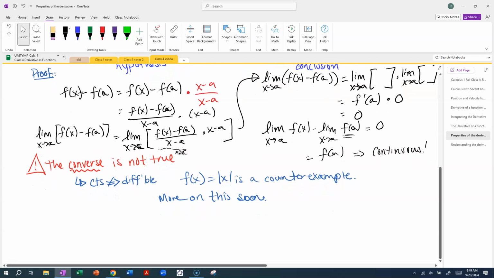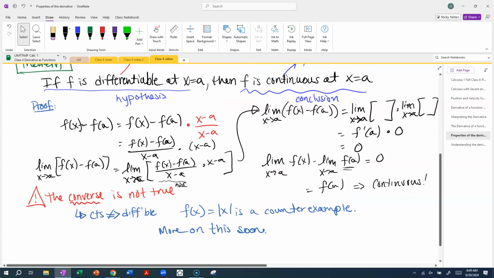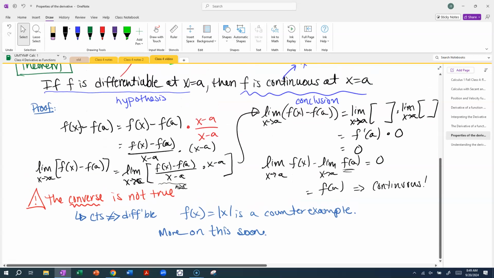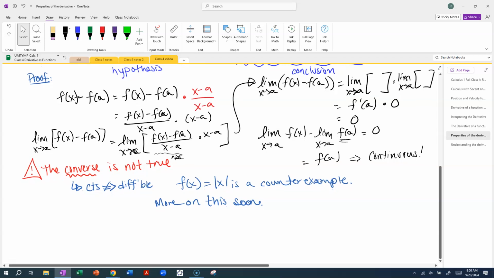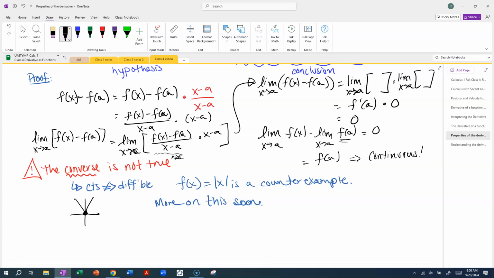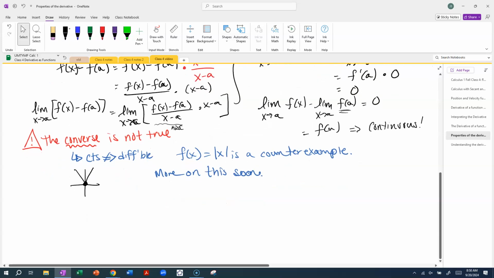It's kind of fun. Now I want to be very, very clear. The reason I mentioned that you need this sort of hypothesis and conclusion order is because the converse is not true. Absolute value of x is a counterexample. If we think about the absolute value graph, it is continuous. We can draw it like this, but particularly when we look at the V part of the absolute value graph, that's not going to be differentiable. And we'll see more on why soon. But so that's not true.